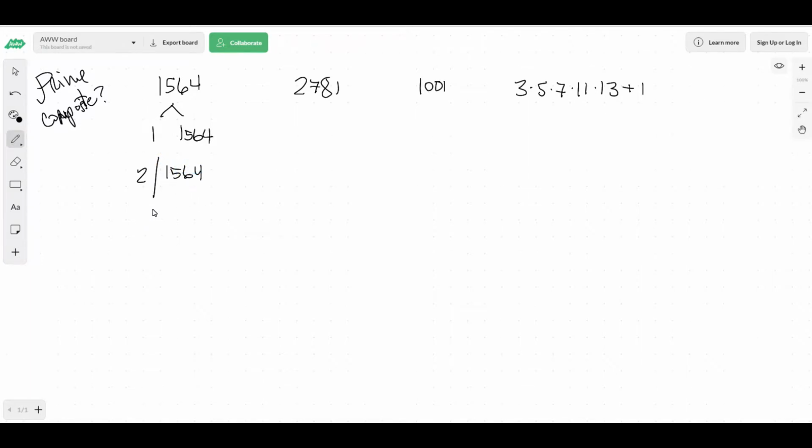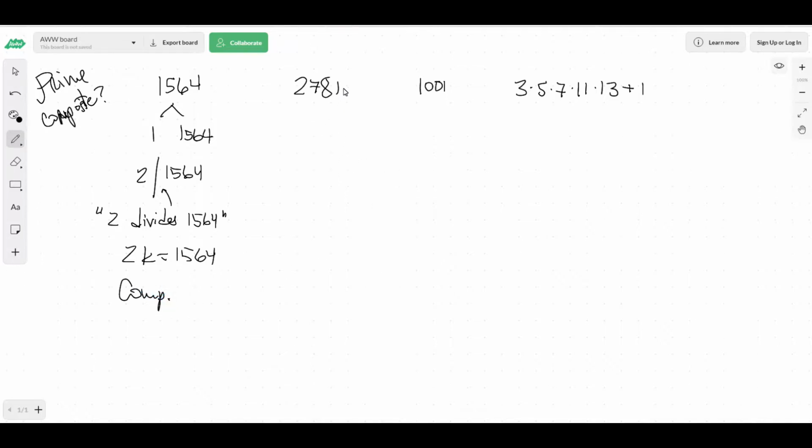For anybody who does not remember that notation, this is read as 2 divides 1564. That's what this is, and this bar shows that it divides it. It's notation to show that 2 times some whole number equals 1564. Anyway, so 2 divides 1564. That means that this is a composite.